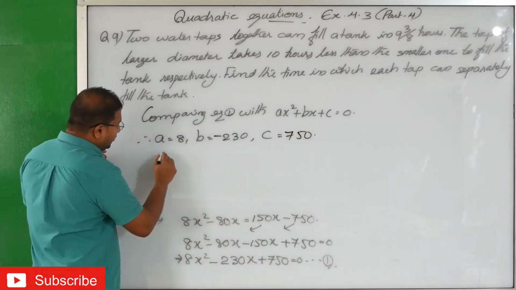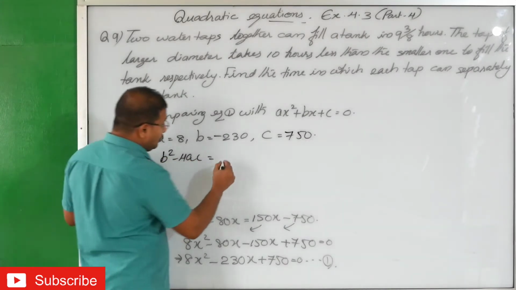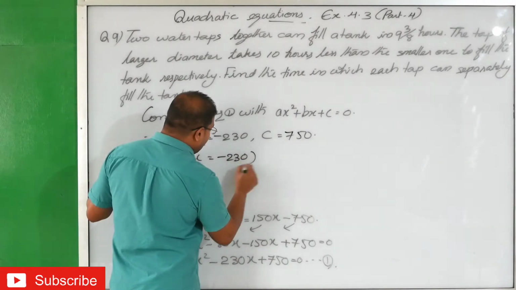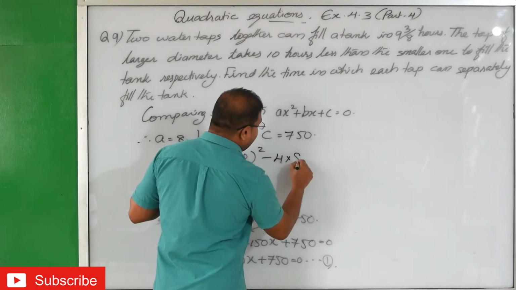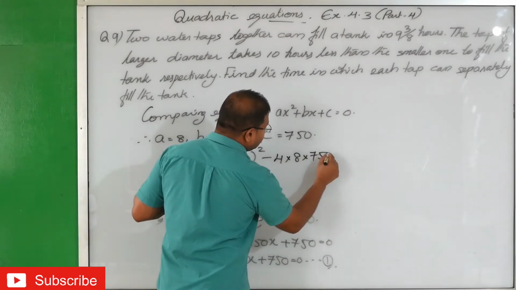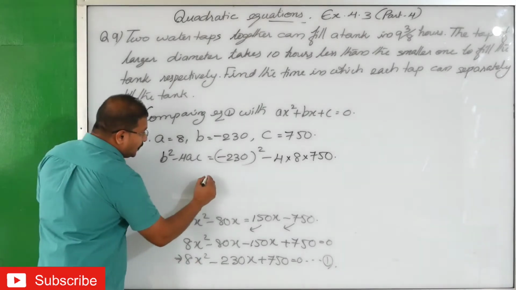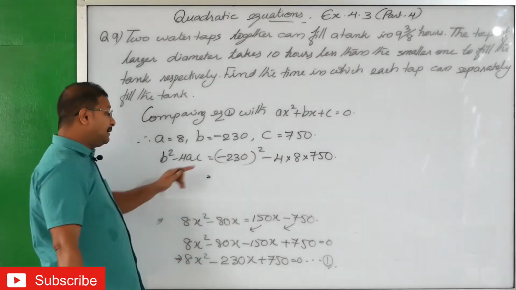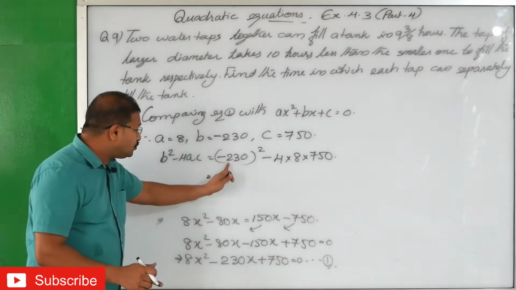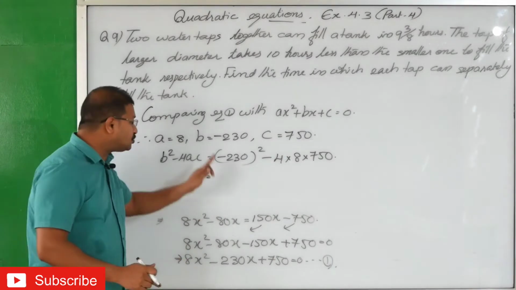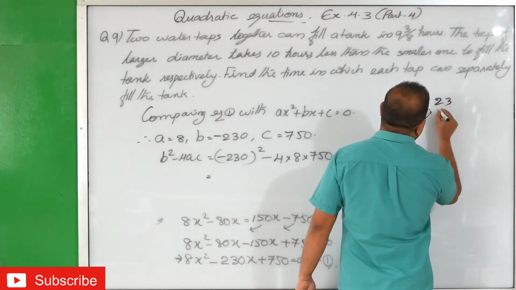b square minus 4ac equals, what is the value of b? Minus 230, the whole square, that is b square, minus 4 into a into c. 4 into a is 8, into c is 750, so minus 4 into 8 into 750. This equals, now 230 square, means square of minus will be plus. No need to worry about minus. Now 230 square means 23 square, so we'll do 23 into 23.